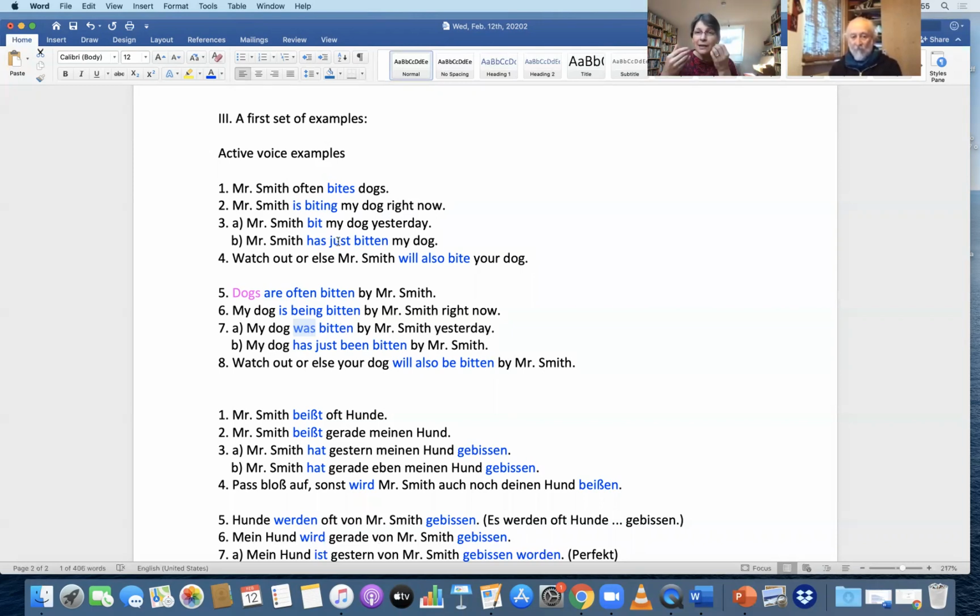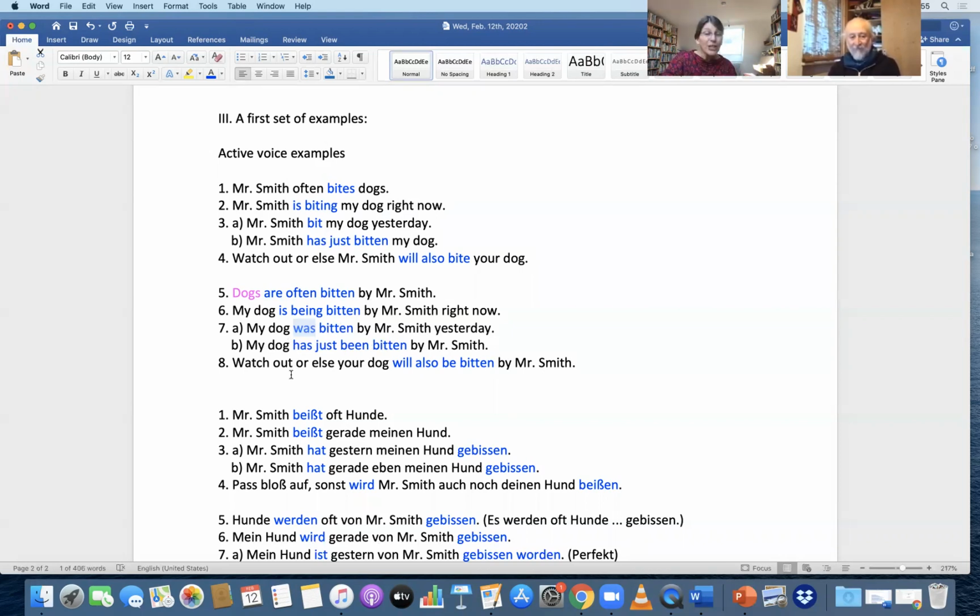Mr. Smith has just bitten my dog. My dog's still bleeding and Mr. Smith still has blood on his mouth. Then it just has happened. So then we need the present perfect in English as well. And so we need the present perfect of to be, which is has been, plus the past participle. My dog has just been bitten by Mr. Smith.